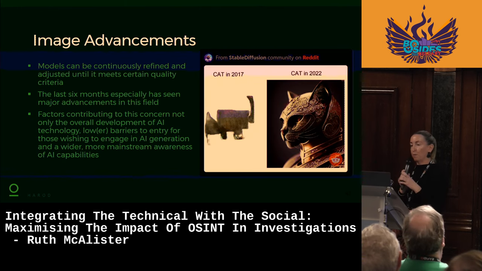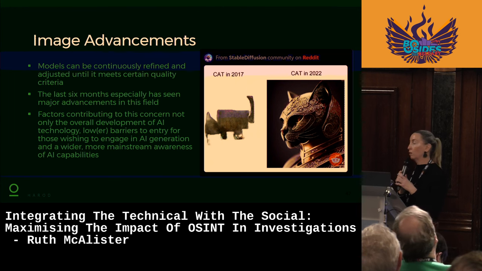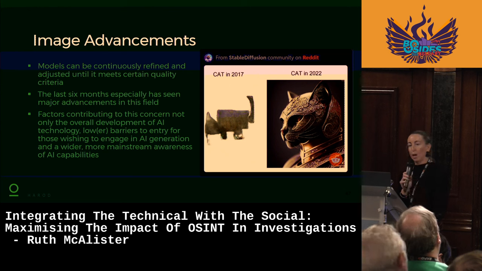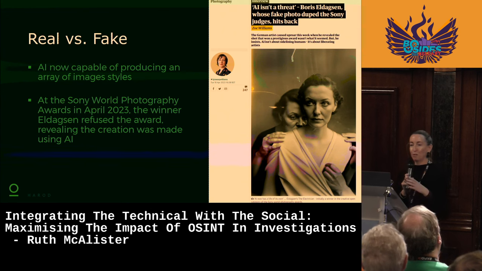Again, the advancements have been really phenomenal over the last 6 to 9 months, I would say, in terms of how images have changed. Probably one of the most obvious was at the Sony World Photography Awards earlier this year, when the award was given to a person who created a fake AI image. Which leads me to a question, are you all still awake? I think you are, I'm going to test you right now.